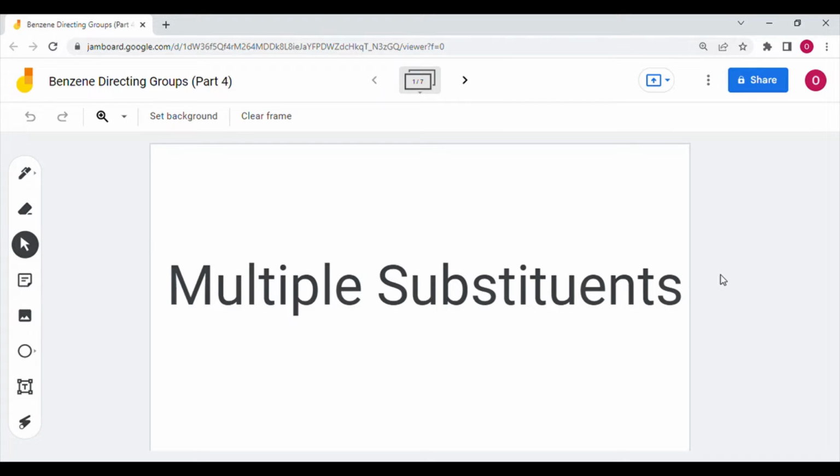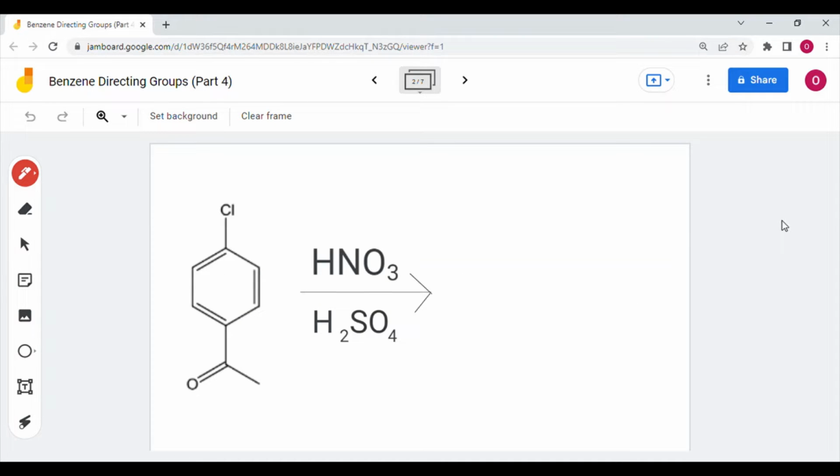In this video, I'll be talking about benzene directing groups if there are multiple substituents. For example, let's say that we have this benzene and it has both a chlorine as well as some kind of ketone on it. As we know, chlorine is electron donating, whereas this ketone is electron withdrawing.